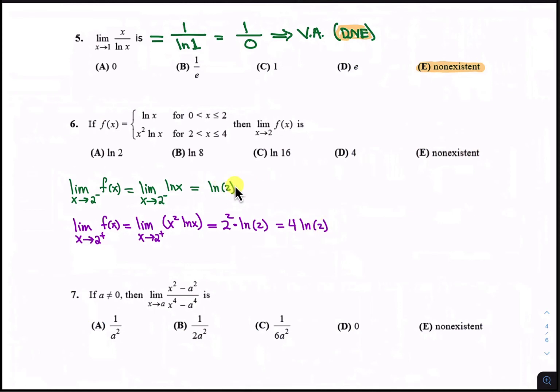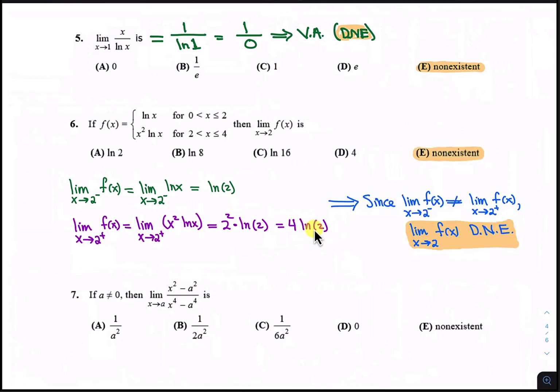Now we can see that the limit from the left, which is natural log 2, is not the same as the limit coming from the right. That's 4 natural log 2. Therefore, we can say that since the limit from the left as x approaches 2 does not equal the limit from the right as x approaches 2, then the overall limit does not exist.